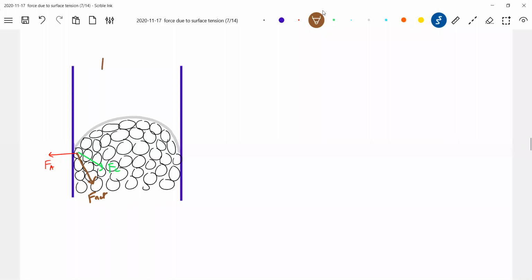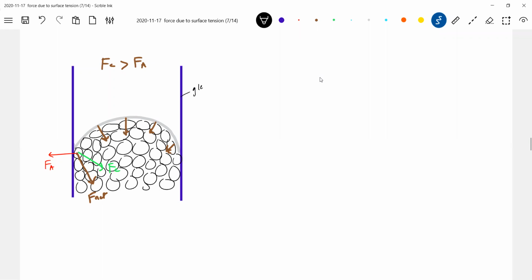So here what will happen? FC. Okay, that's fine. That's nature's phenomenon. What about this molecule? How will the net force be downward? It will be here. There's a reason why the mercury surface will be like this. And what is this? What do we have?